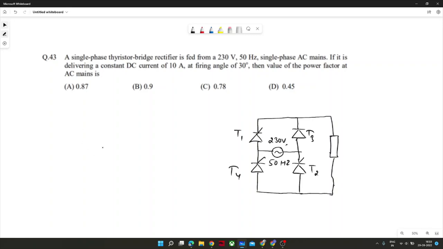So can anybody let me know what should be the procedure to find out the power factor in this kind of circuit? Anybody?